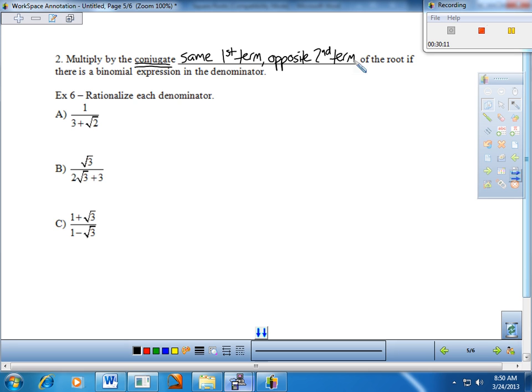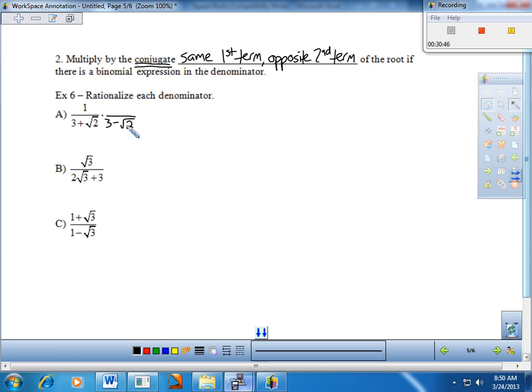So nice and easy to start. This obviously is an irrational number made up of a sum of an integer and this irrational number right here. But again, as a whole, this is an irrational number. We're going to rationalize it. And so what we're going to do to get rid of it is multiply by its conjugate. Same first term, opposite second term. So if it's 3 plus root 2, the conjugate would be 3 minus root 2.